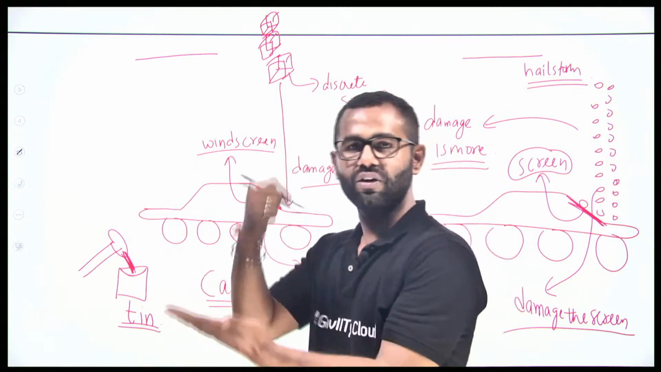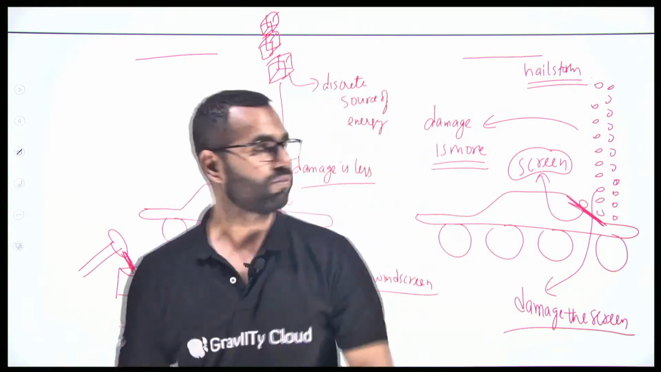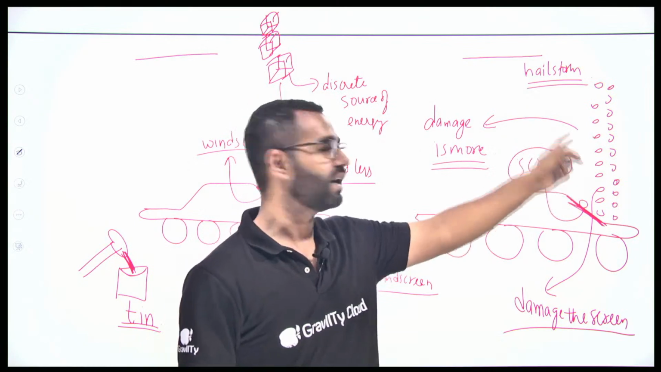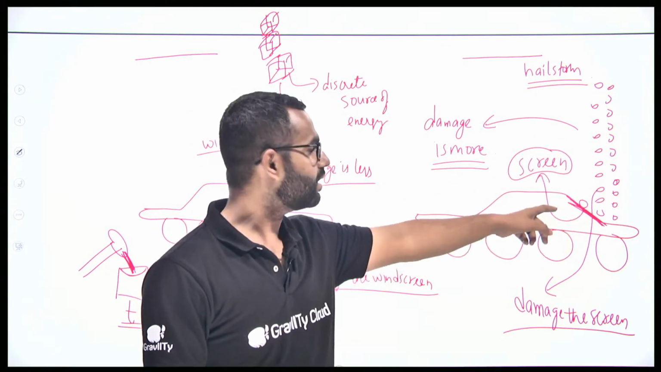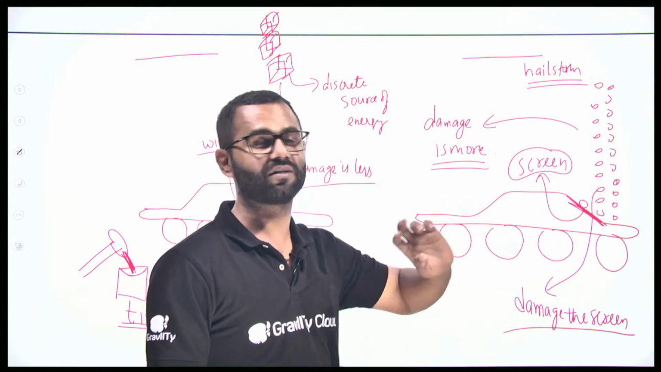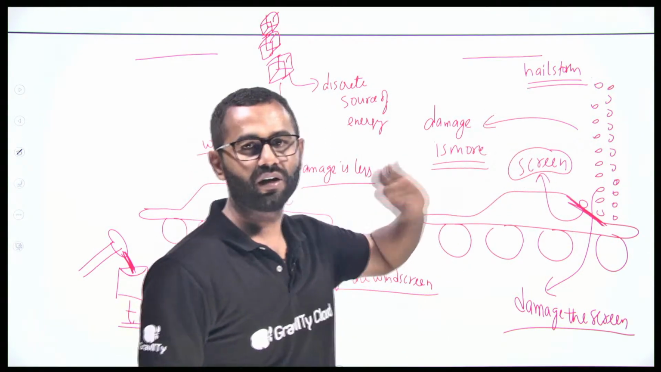Continuously you beat. So this is the case here. Continuous hitting of hailstones on the surface of the car will create dents, right? And the damage is more. Here it is less.